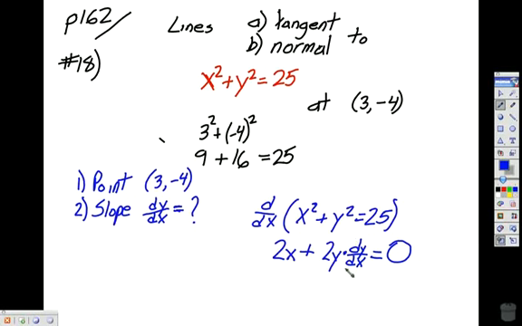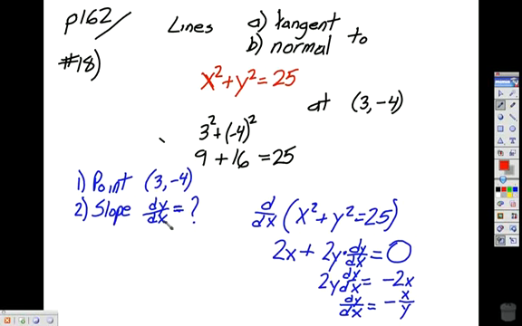Okay, our goal is to solve for dy/dx. So first thing we would do would be to subtract the 2x over to the other side, and then divide by 2y. Well, that minus sign is going to be there. When we divide by 2, that 2 is going to cancel. We still have an x, and we're going to divide by y. And so our derivative for any point is -x over y.